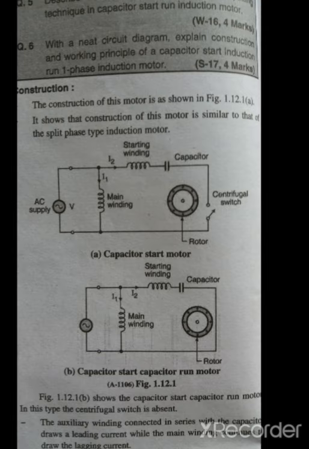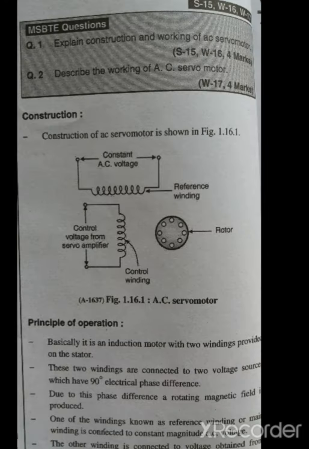reverse direction. As from this figure, it is clear that if the sequence is RYB of stator, then the RMF is rotating in clockwise direction. If we change the sequence to RBY, then the RMF rotates in anti-clockwise direction. This is it all about the induction motors.